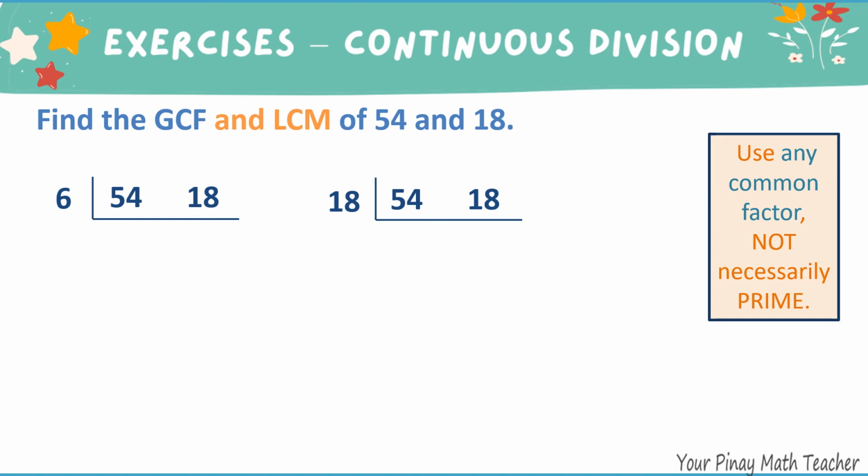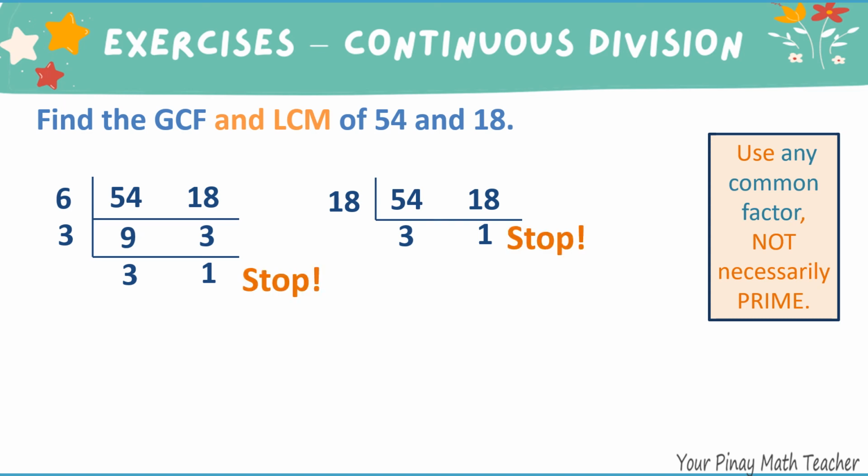So 54 divided by 6 is 9. 18 divided by 6 is 3. 54 divided by 18 is 3. 18 divided by 18 is 1. Here, 9 and 3 can still be reduced by 3, so continue dividing. So 9 divided by 3 is 3. 3 divided by 3 is 1. Since 3 and 1 cannot be divided or reduced anymore, then stop dividing.